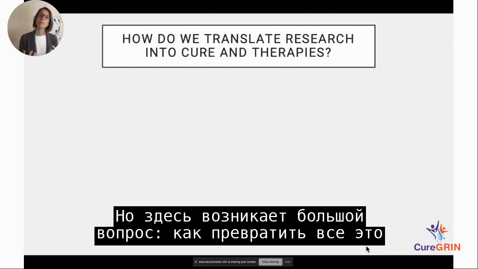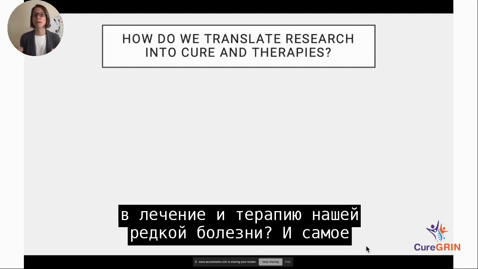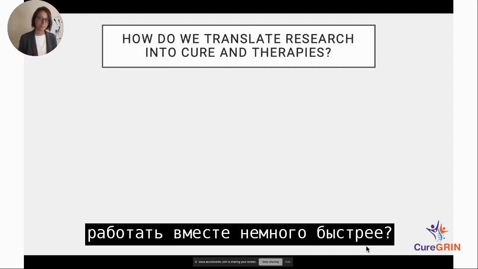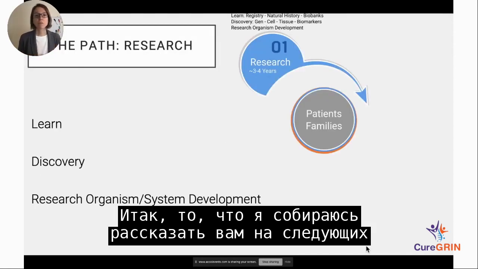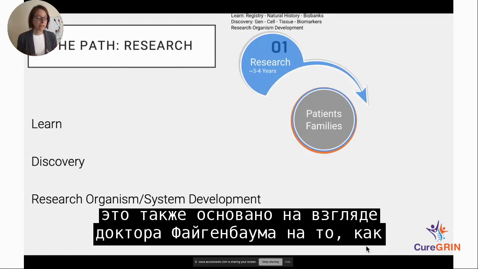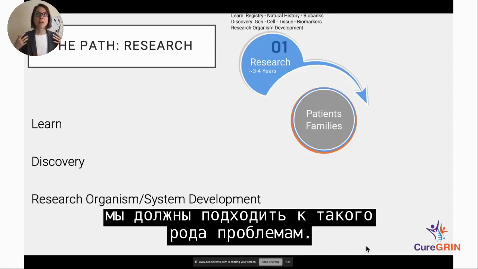But here the big question is, how do we translate all of this into cure and therapy for our rare disease? And most importantly, how can you help? How can I help? How can we push together a bit faster? So what I'm going to walk you through in the next 3 slides is what I see as the path to cure. And this is also based on Dr. Fagenbaum's view of how we should approach these kinds of problems.